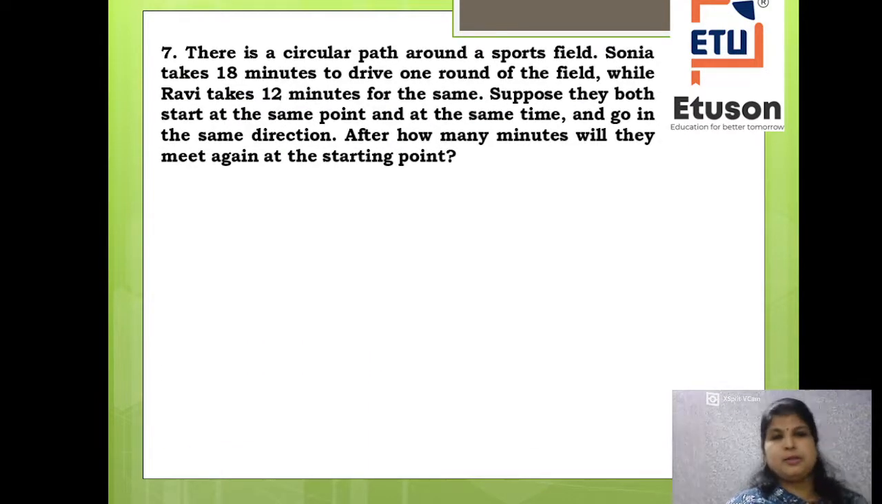What is there in the next question? It is the last question, I believe, in exercise 1.2. So let us read out the question. There is a circular path around a sports field. Sonia takes 18 minutes to drive one round of the field, while Ravi takes 12 minutes for the same. Suppose they both start at the same point and at the same time and go on in the same direction. After how many minutes will they meet again at the starting point?